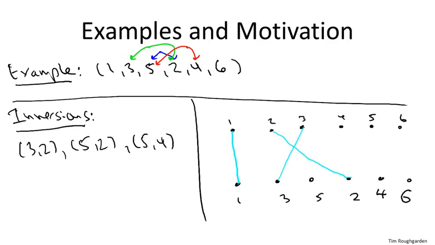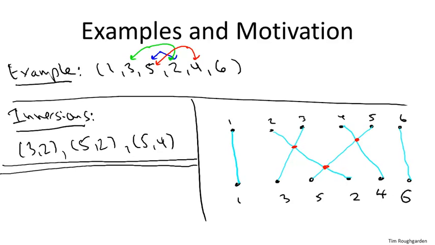It turns out, and I'll leave it for you to think this through, that the number of crossing pairs of line segments precisely corresponds to the number of inversions. So we see that there are 1, 2, 3 crossing line segments, and these are exactly in correspondence with the 3 inversions we found earlier: 5 and 2, 3 and 2, and 5 and 4.